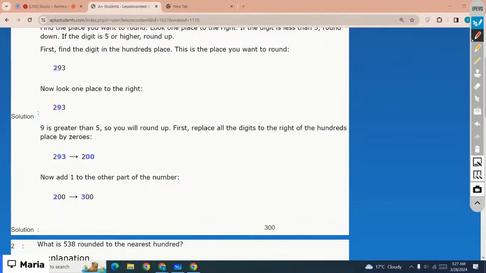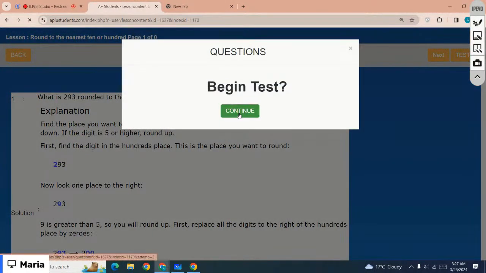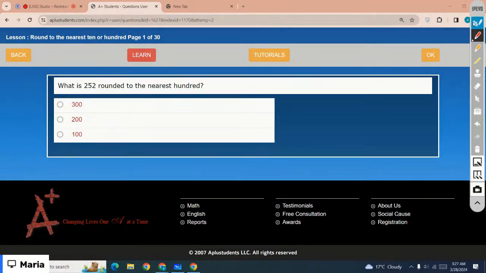Okay, let's just start with the practice questions. What is 252 rounded to nearest 100? Right? So just look here. The 200 digit is the one you need to round off to hundreds. This is the digit at the hundreds place, right? So the digit right next to it is 5. You need to compare this digit to 5. They both are equal, isn't it?